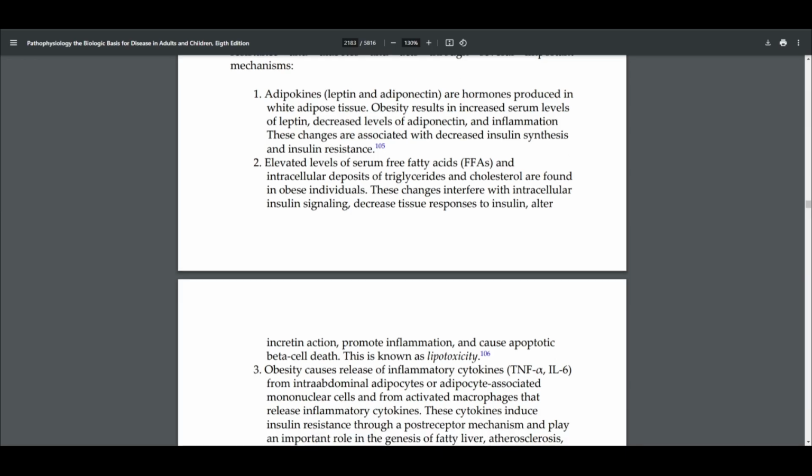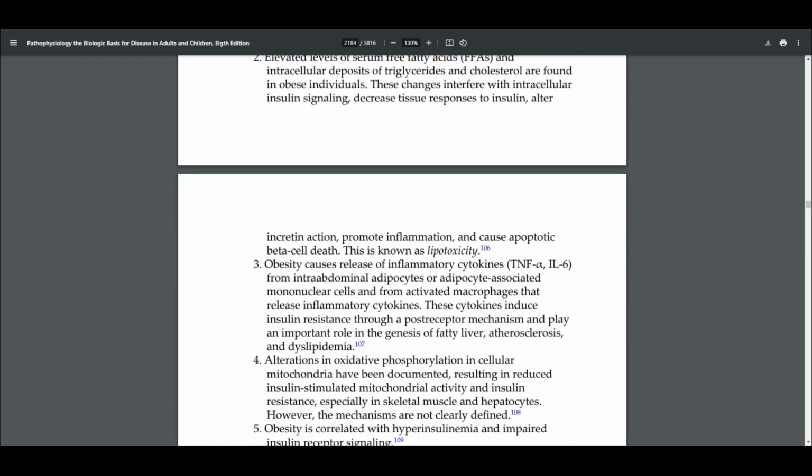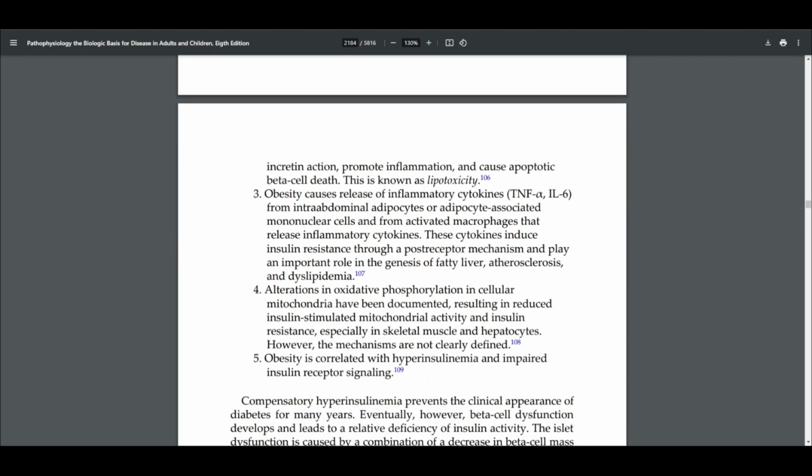Number 2, elevated levels of serum free fatty acids and intracellular deposits of triglycerides and cholesterol are found in obese individuals. These changes interfere with intracellular insulin signaling, decrease tissue response to insulin, alter incretin action, promote inflammation, and cause apoptotic beta cell death. This is known as lipotoxicity.